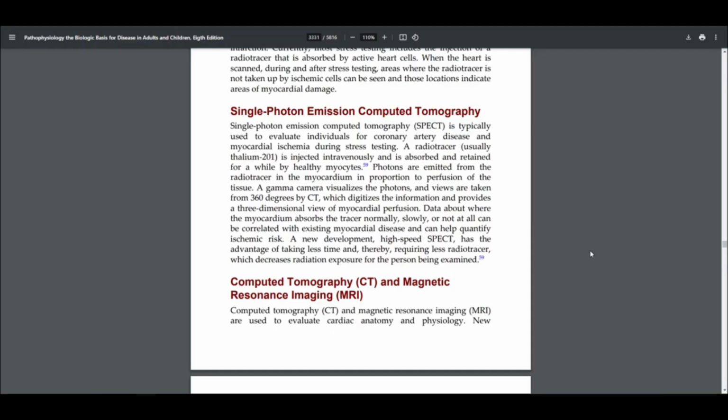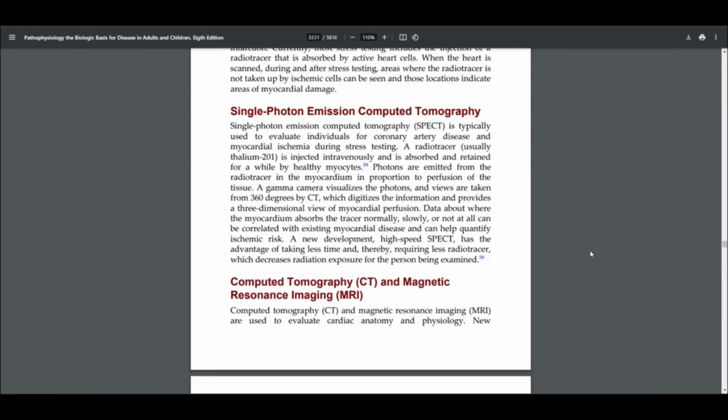Photons are emitted from the radiotracer in the myocardium in proportion to perfusion of the tissue. A gamma camera visualizes the photons, and views are taken at 360 degrees via CT, which digitalizes the information and provides a three-dimensional view of the myocardial perfusion. Data about where the myocardium absorbs the tracer normally, slowly, or not at all, can be correlated with existing myocardial disease and can help quantify ischemic risk.